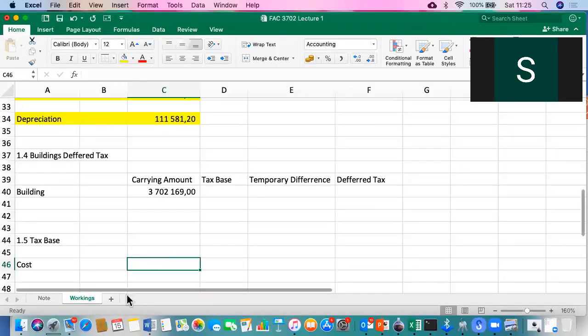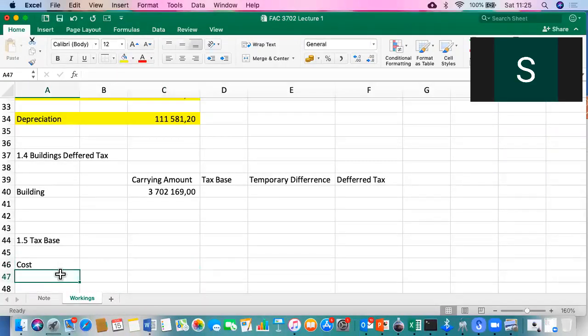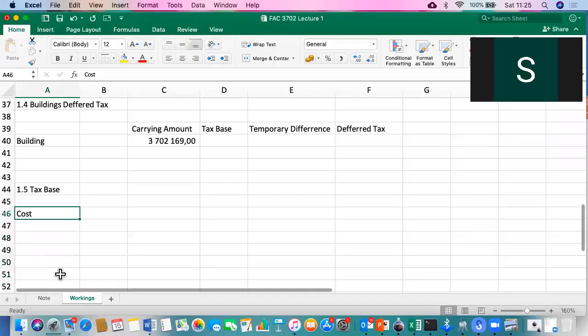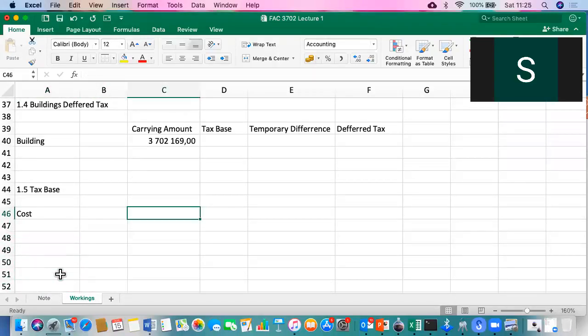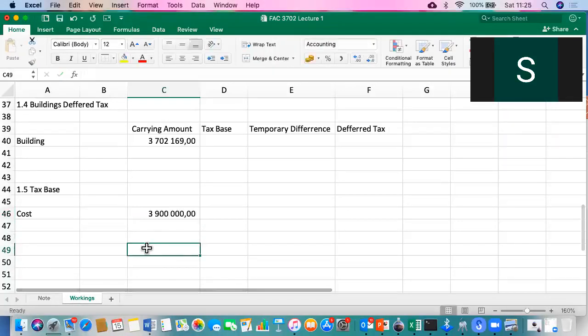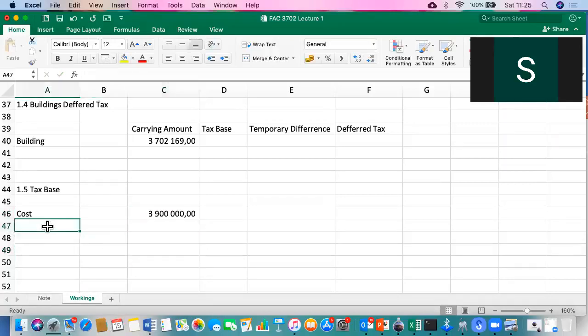So how do we do this calculation, right? The critical thing from that, you can go back to it on your own if you have it printed. How do we do it, right? Cost is 3.9 million. Cost for accounting and tax is always the same. Okay. Then we need to calculate our tax allowances.